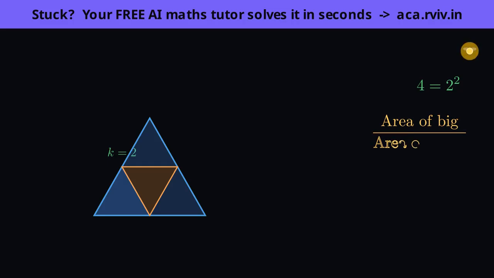So here is the rule, and it's earned, not asserted. If the sides scale by k, the area scales by k squared. This is why in every exam problem you must square the side ratio to get the area ratio, never leave it linear.